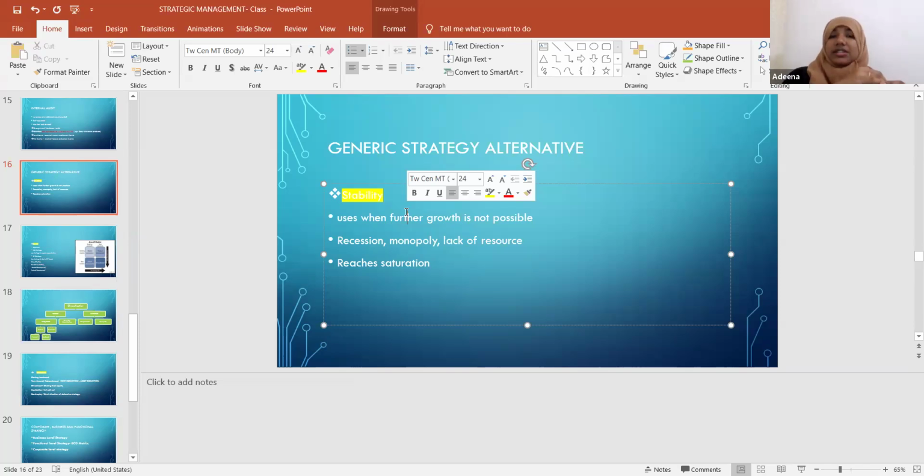Or at the stage where they have reached saturation. That is, there is nothing to grow further in their growth level. They have already reached their maturity, and the next stage is only decline. So they can decide whether they could stop at their maturity. The next decision will be decline only. So the organization could choose whether they have to stay there or not.